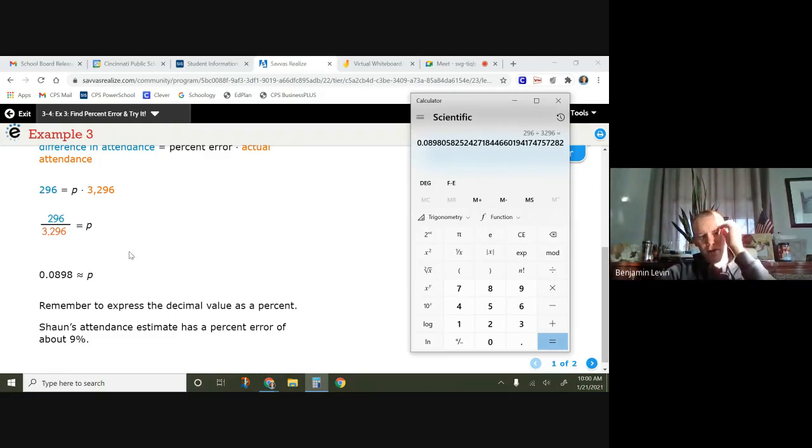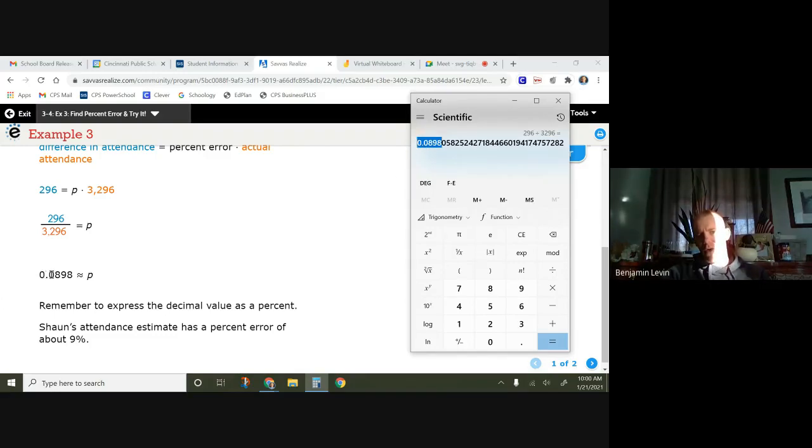It rounded off here. It rounded off to 0.0898, right? Because the next number is a 0, so that's 4 or less, and we just rounded it off to this. That's how they got 0.0898.